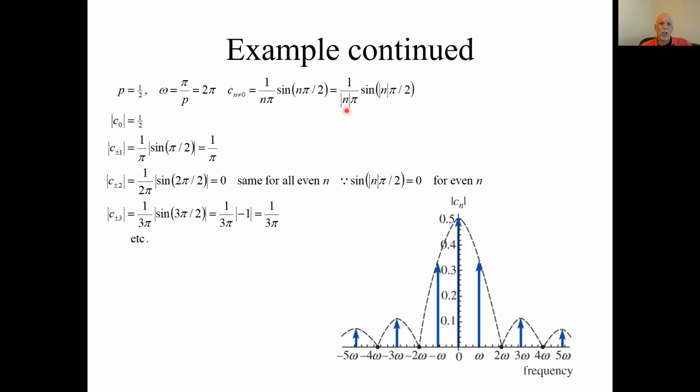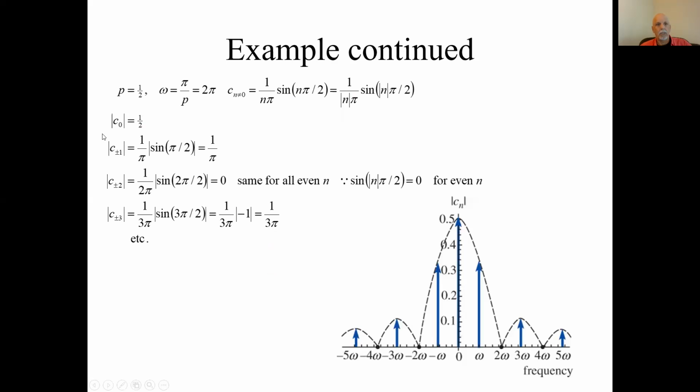Let's move on up to 3. Do it for all the odd n's. It'll be 1 over the 3 pi, absolute value of sine of 3 pi over 2. And if you look at it, all these odd guys are either going to be plus or minus 1, so their absolute values are always 1. So all that matters is what's up front here. So I'll get 1 over 3 pi. Then for the next odd one, n equals plus or minus 5, it'll be 1 over 5 pi, etc.